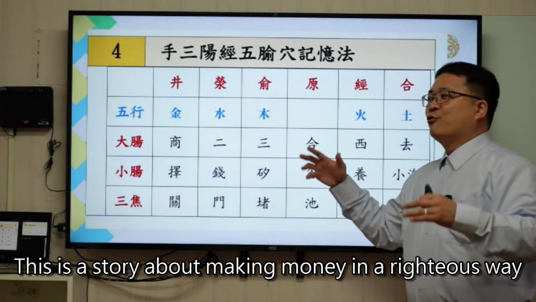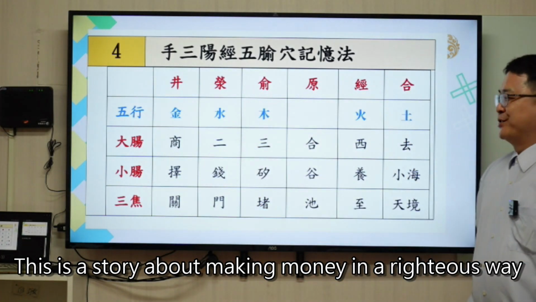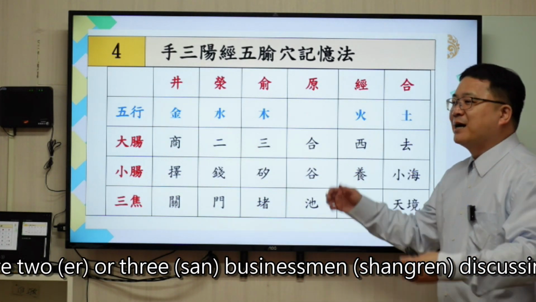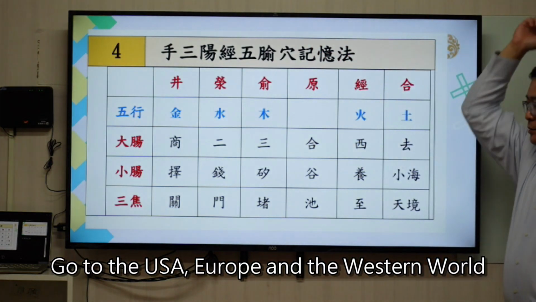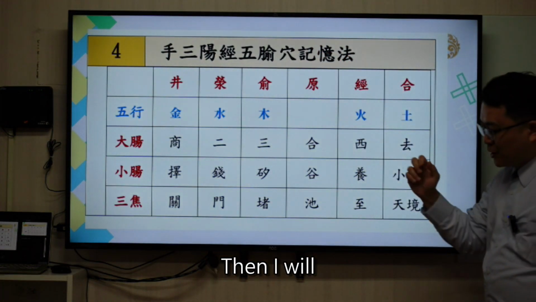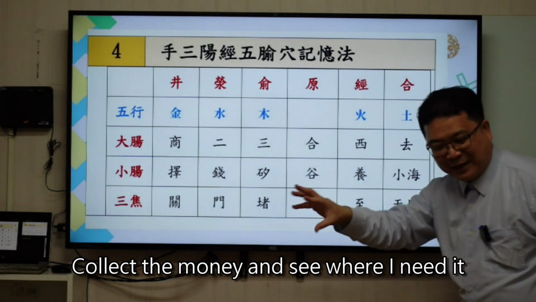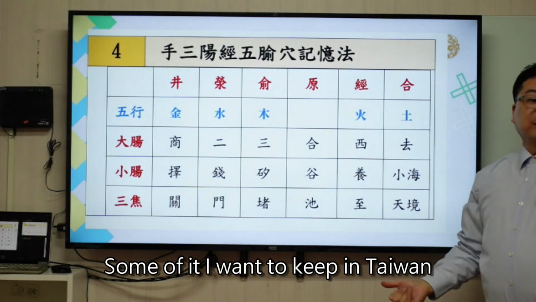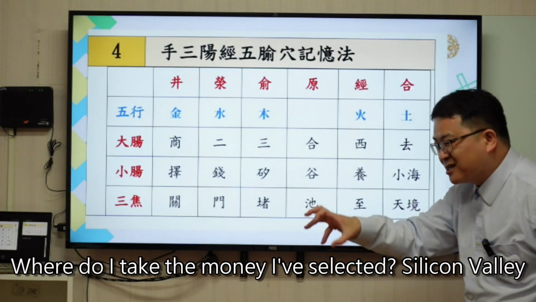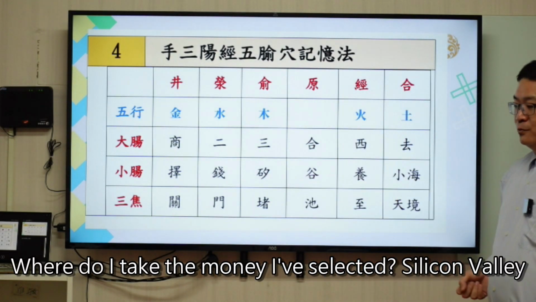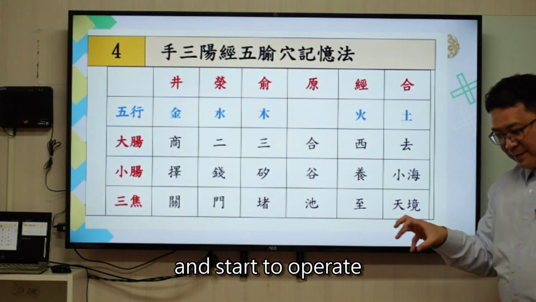This is a story about making money in a righteous way. There are 2 or 3 businessmen who go to the west to make money. Go to the USA, Europe, and the Western world. Then I will collect the money and see where I need it. Some of it I want to keep in Taiwan in case the investment fails one day. I always need money in Taiwan. Where do I take the money I've selected? Silicon Valley. Shanghai. Feed the small ocean.